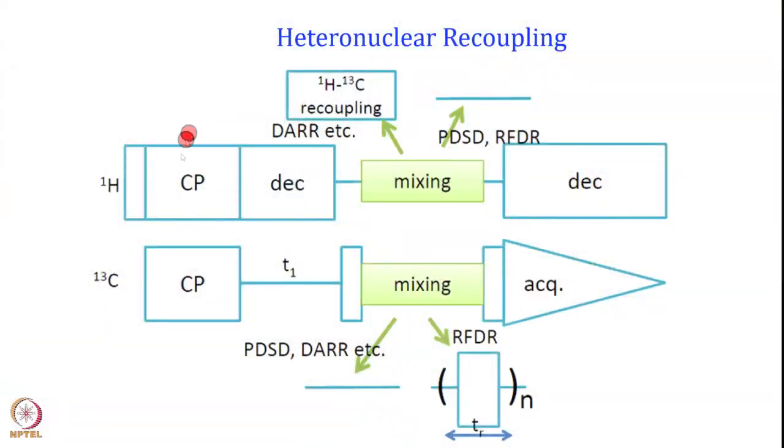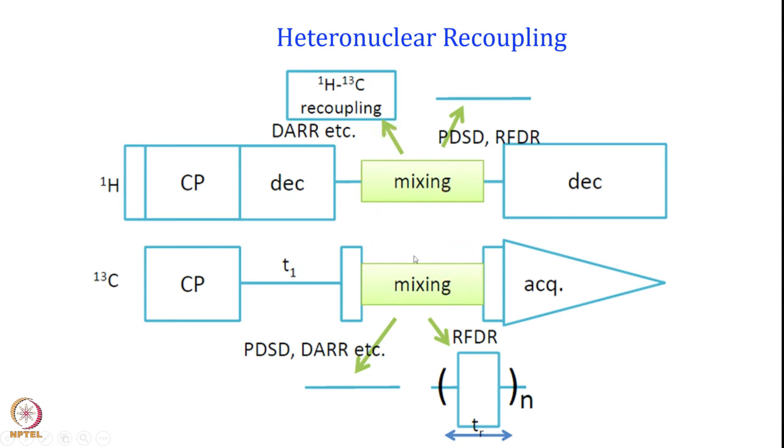Some of the easy recoupling sequences are called PDSD or DARR or RFDR. I will discuss these a little bit. Essentially, in this recoupling sequence, we excite the proton using a 90 degree pulse, then we transfer the magnetization using cross polarization. So, now my magnetization is on carbon. Suppose I am doing only 1D, so this t1 at the moment, just forget it, I will introduce it in a minute, and then we do something called mixing.